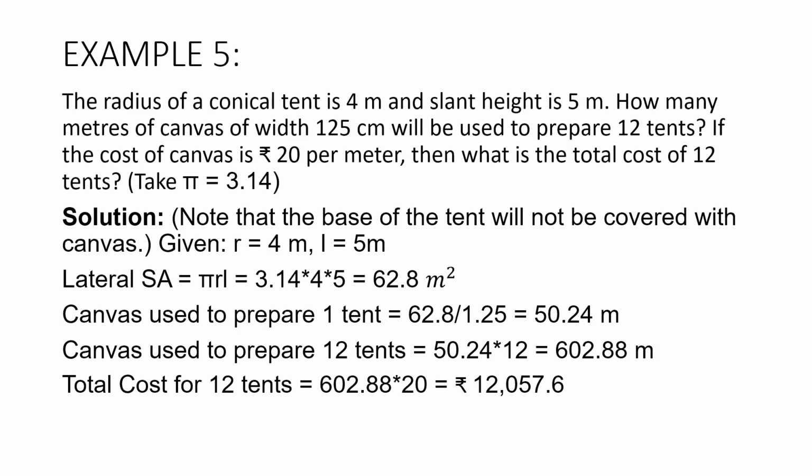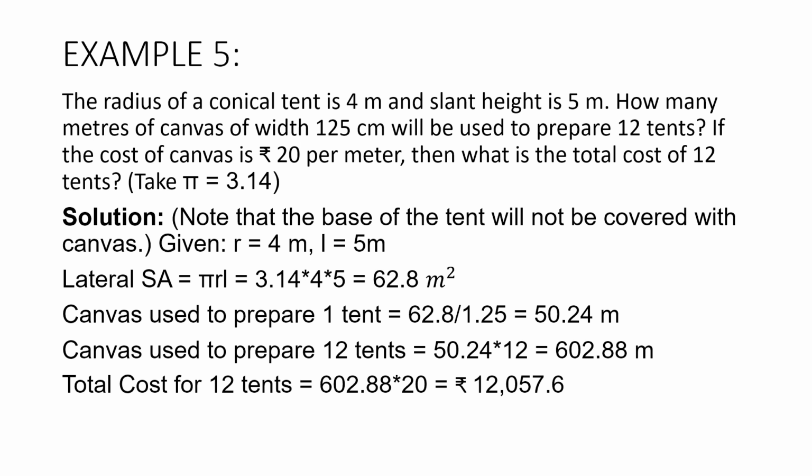Example 5. The radius of a conical tent is 4 meters and the slant height is 5 meters. How many meters of canvas of width 125 cm will be used to prepare 12 such tents? If the cost of canvas is rupees 20 per meter, then what is the total cost of 12 tents? Take pi is equal to 3.14.